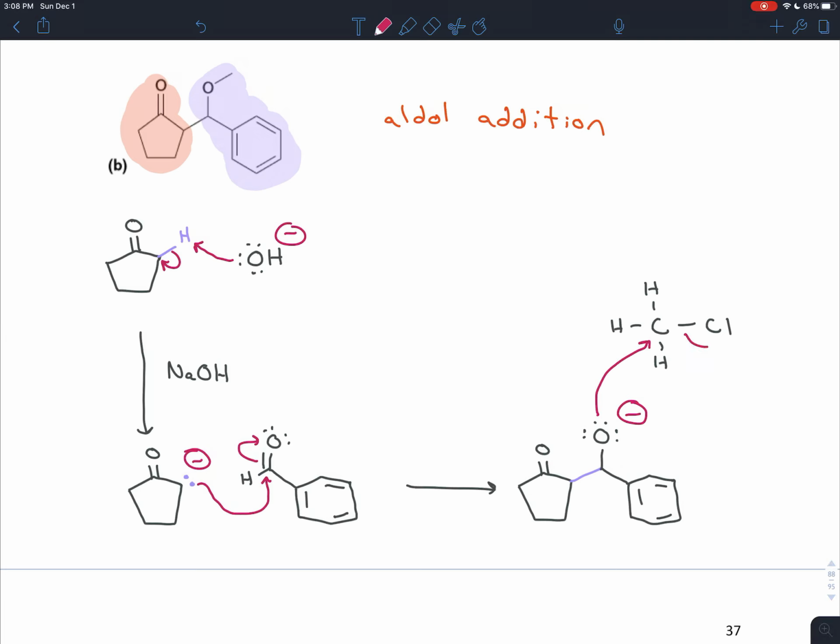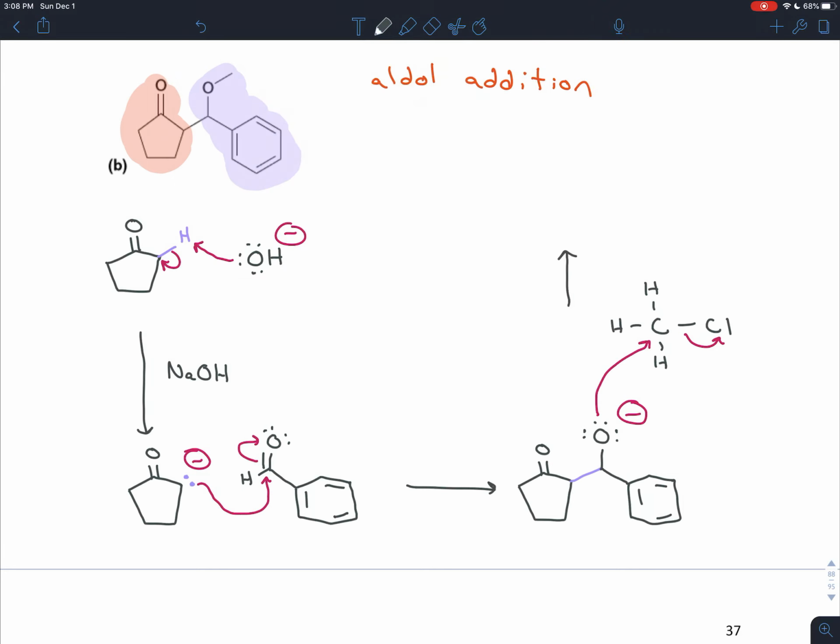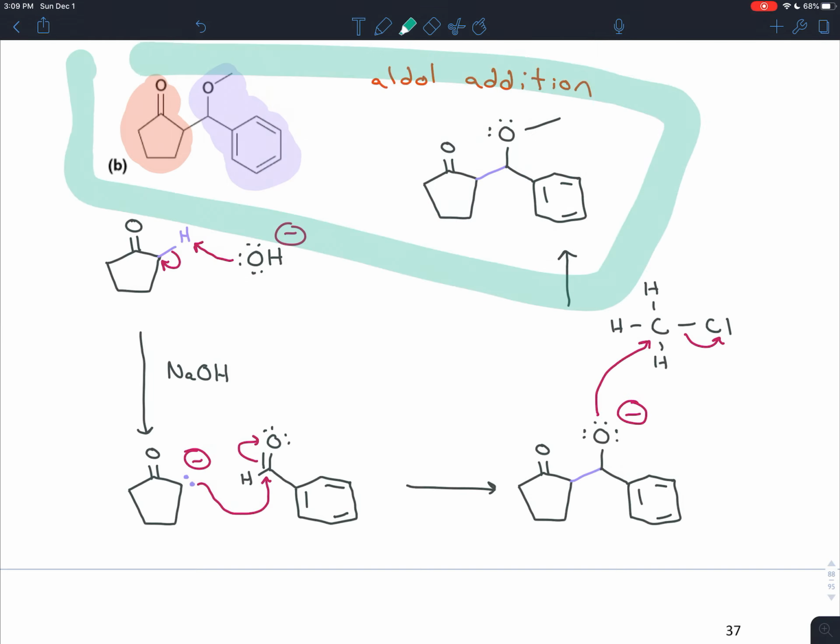Oops, it should start from these electrons. And at the very end there, you'll end up with that final product that you want. So these two are really the same.